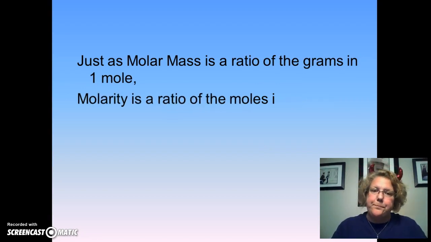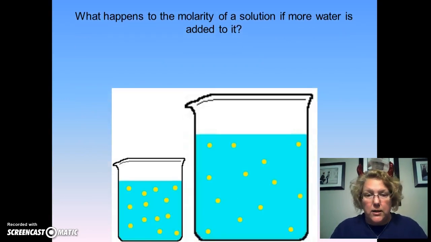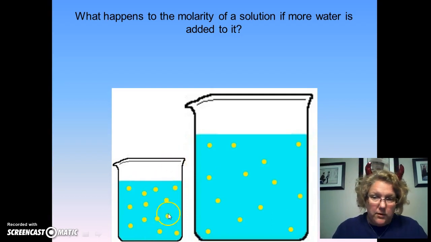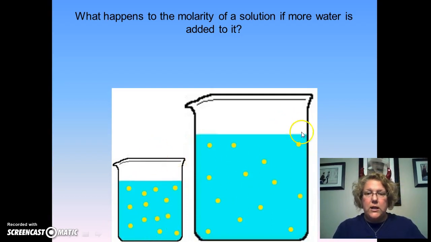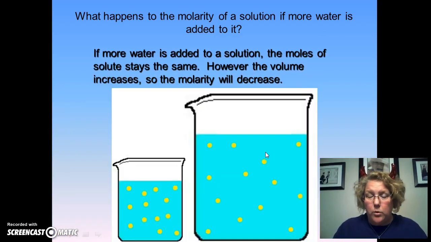All right, so what happens to the molarity of a solution if more water gets added to it? So like let's say we had a 2 molar solution here. That's how we would say it. If it had a molarity of 2, we would call it a 2 molar solution. Well, what if we doubled the amount of water that we added to it? Well, you can clearly see that it would be half the original concentration.